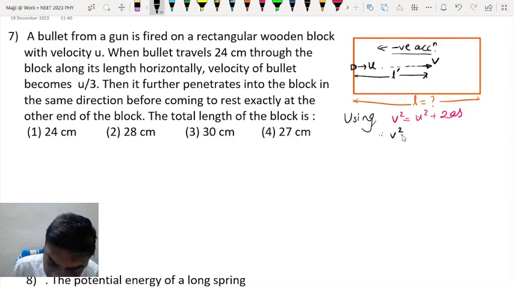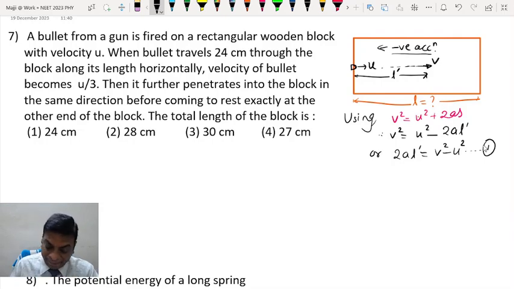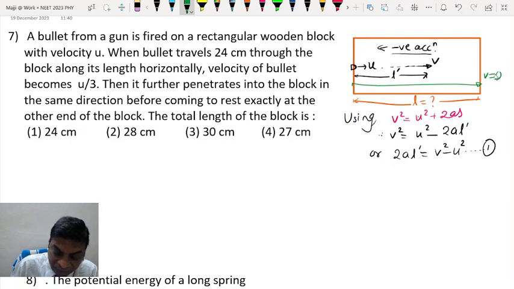So therefore we have v square is equal to u square minus 2a into L dash, or I can write 2a L dash is equal to u square minus v square. Okay, this is equation 1. Then, considering the entire motion from beginning till the end, as it is given that it stops towards the end of the block, I can write 2aL is equal to u square. This you can number as equation 2.